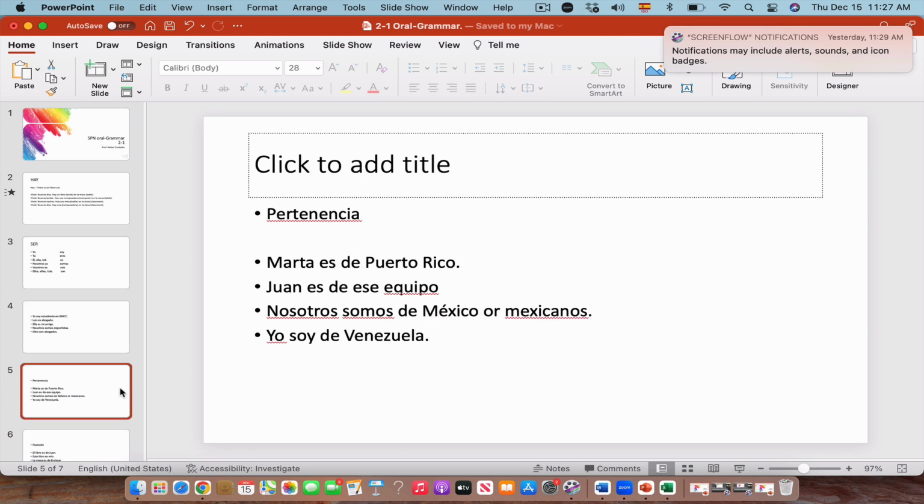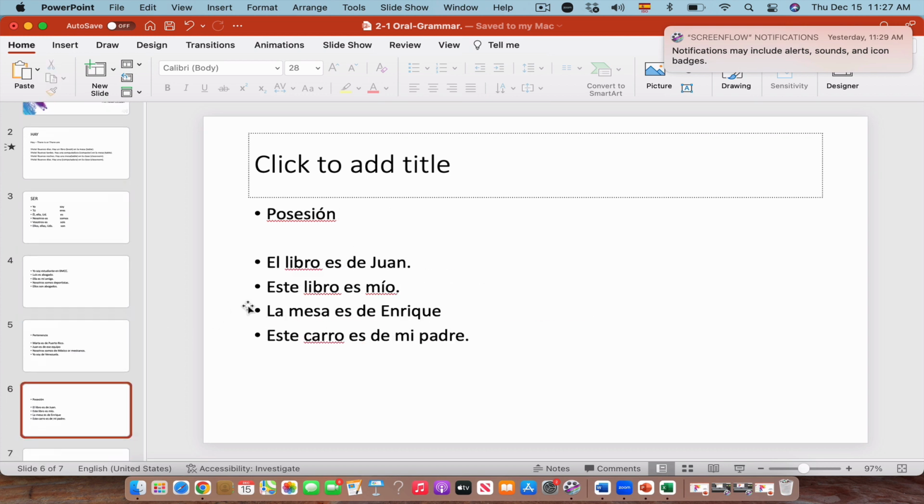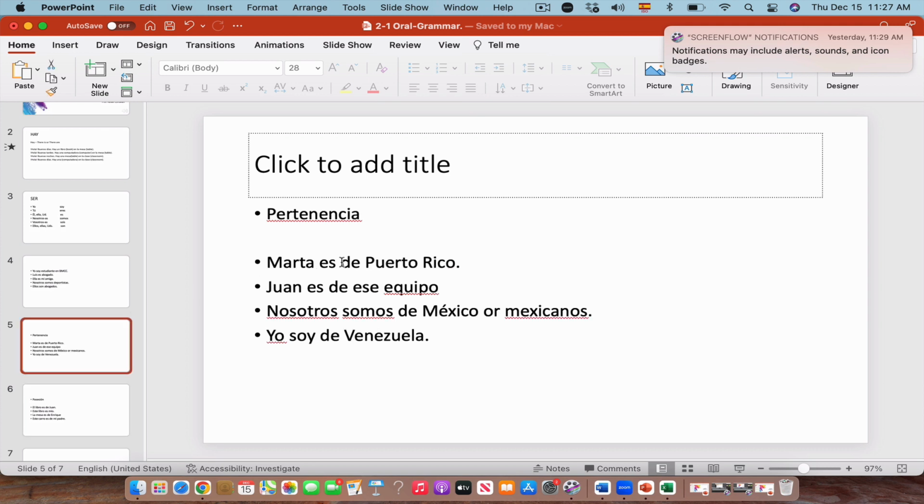Okay. Now, sometimes we also use this verb to be when we want to indicate the place where we come from or the origin that we have. For example, in this case, we have Marta es de Puerto Rico. Well, what you're saying is Marta is from Puerto Rico. Juan es de ese equipo. In this case, Juan belongs to that team. The ownership, the origin that you are indicates that you belong to that team, right?